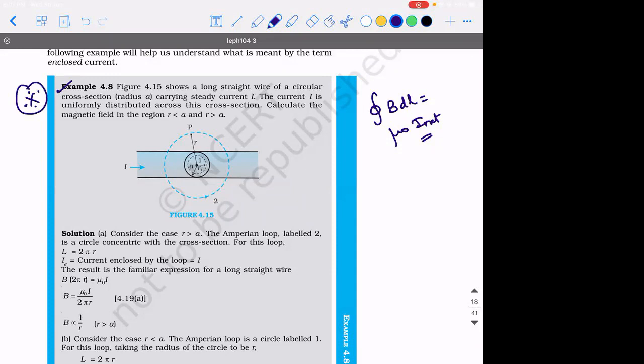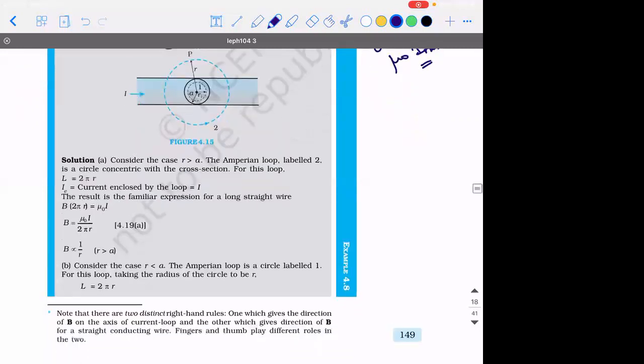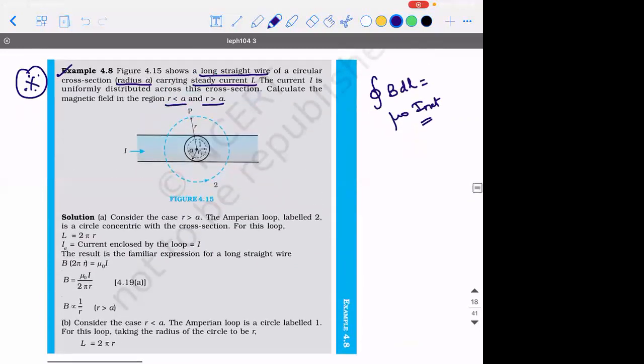So figure 4.15 shows a long straight wire of cross-section with radius A carrying a steady state current I, and the current I is uniformly distributed across this cross-section. Calculate the magnetic field in the region r less than a and r greater than a. Okay. So did you understand the question?